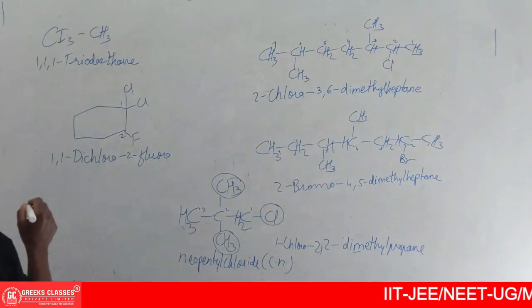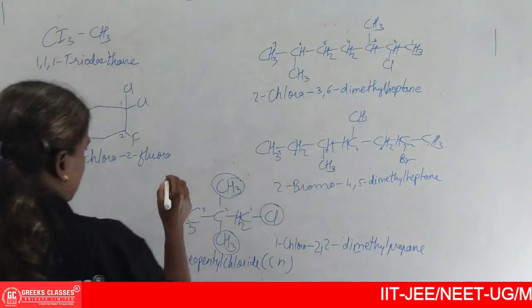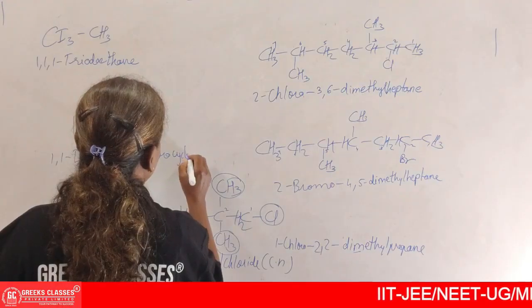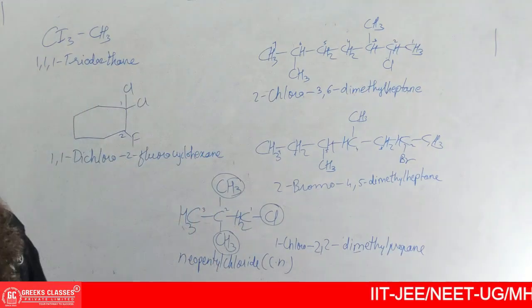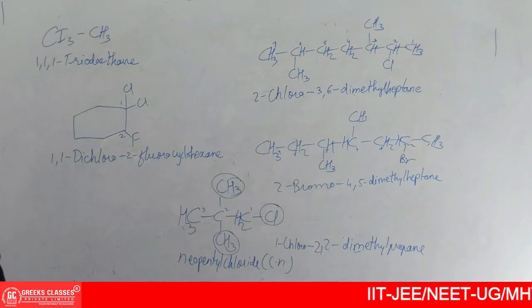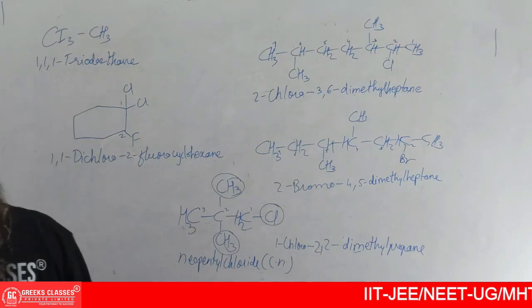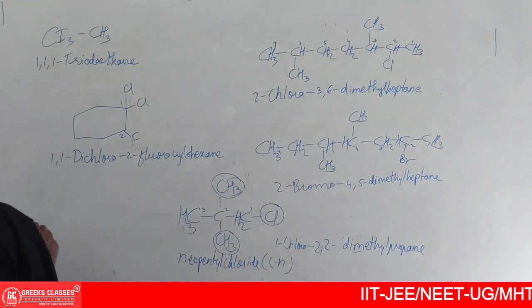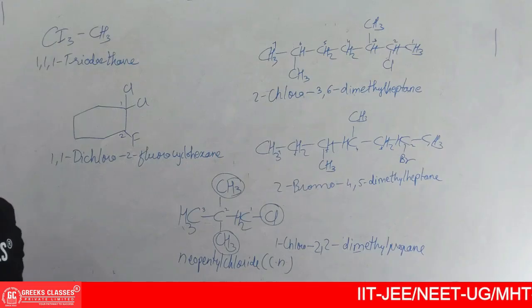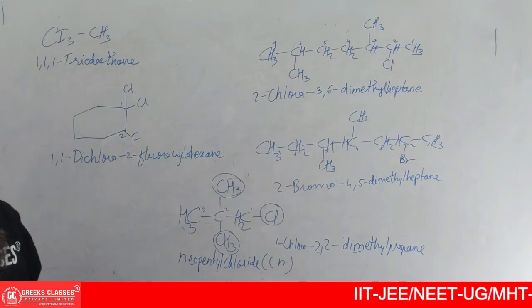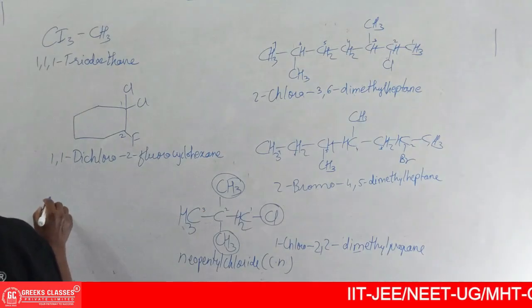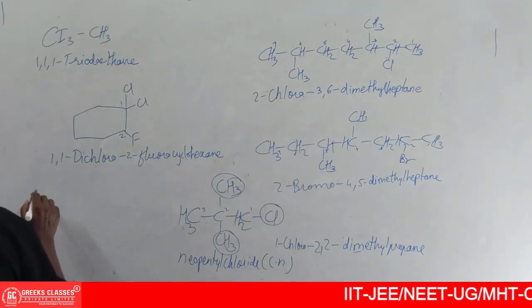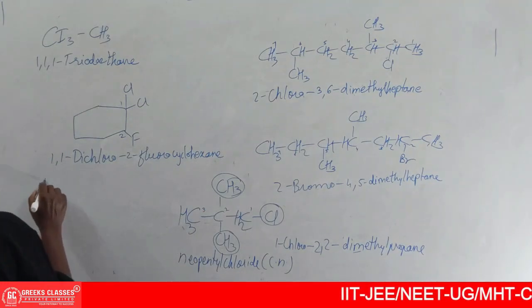Now this entire system is cyclohexane. So it is cyclohexane. I hope it is clear to you. Now let us try out some other. Suppose there is more than one halogen group, let us look at the nomenclature of such a system also.